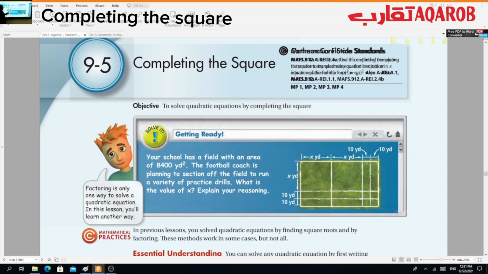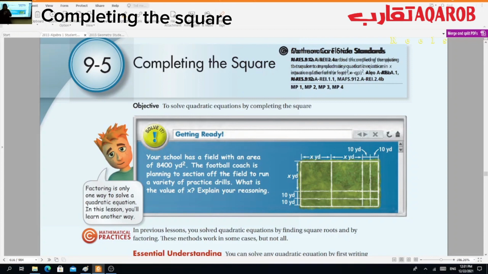Our lesson today is lesson 5 from chapter 9, which is completing the square. At the end of this lesson, you will be able to solve quadratic equations by completing the square. If you notice, this is the fourth method for solving quadratic equations.